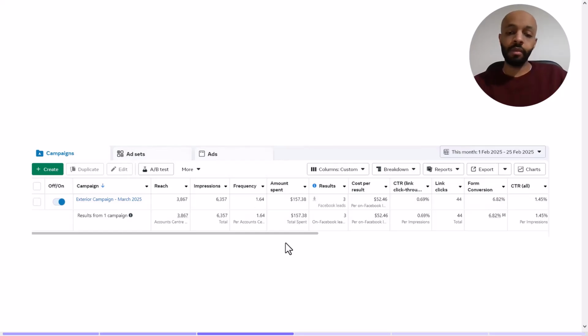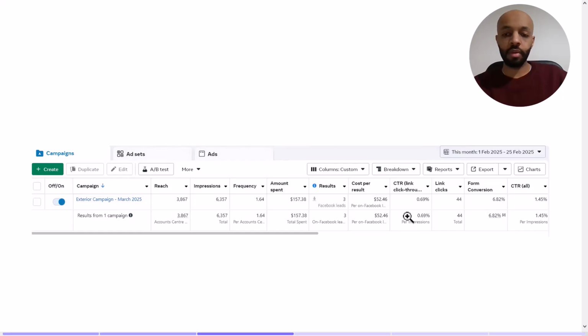And the amount spent, obviously, that tells you how much the campaign has spent in the time period that you've chosen, which you can choose up here. And the results, that means how many leads it's gotten. And the cost per result is obviously the amount spent divided by the results. That means that each of these leads costs 52.46.